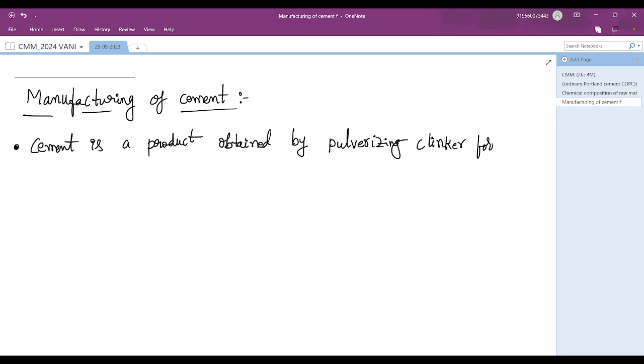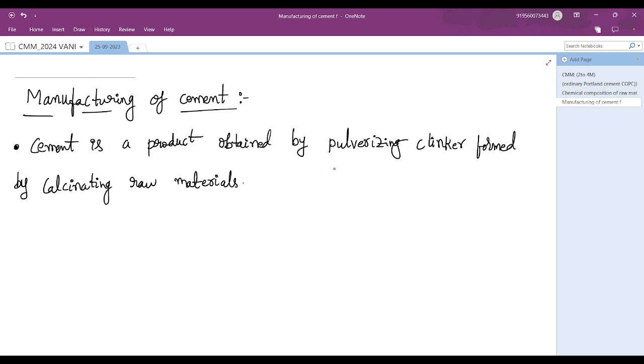formed by calcinating raw materials. Okay, so this is how the cement is manufactured. Here are some keywords, you please try to sense the keywords.